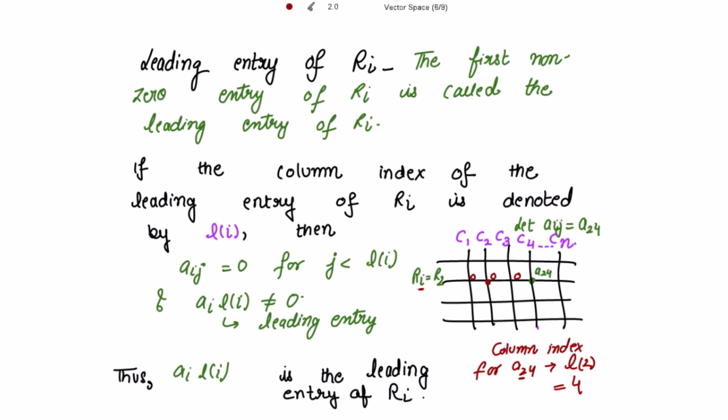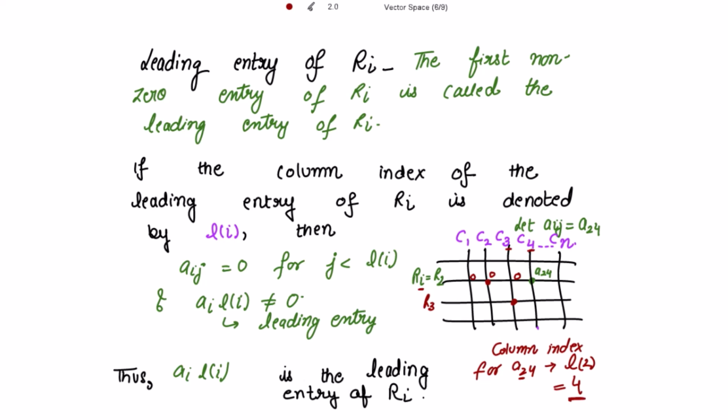Suppose the leading entry is this, let's say 8, the first non-zero element. Then Li for this leading entry will be 2. The nth column where the leading entry is present, you have to write that number. So for this, L2 is 2. For A24, if A24 is the leading entry, L2 is 4. Suppose I have the leading entry over here, in your third row, then I will say that L3 is 3. The value of L3 is 3.